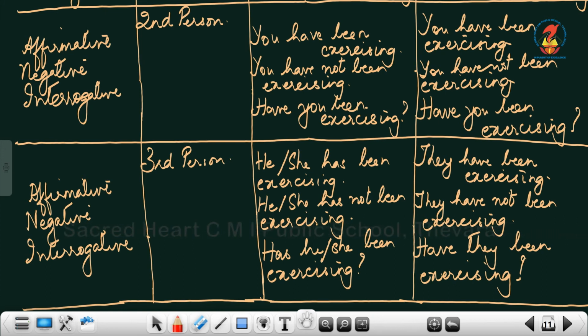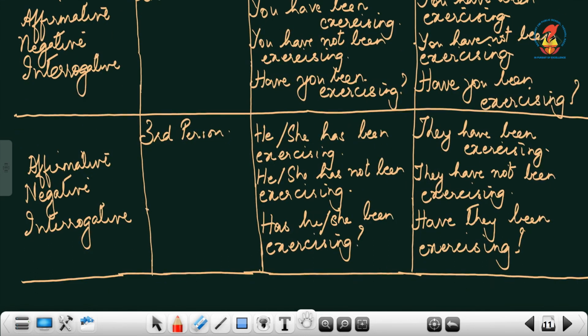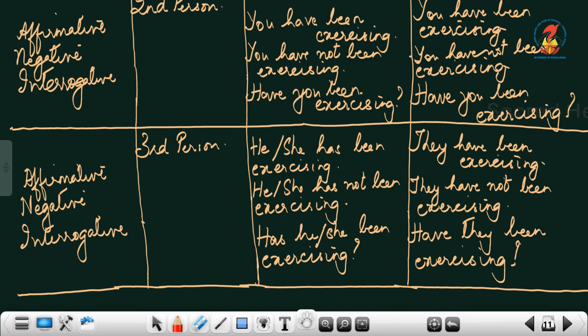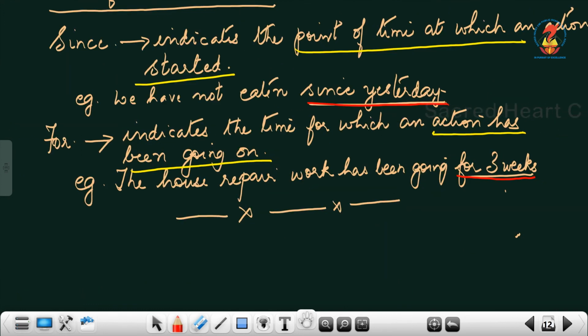Then negative, you have to just insert the word "not" here, and here also you have to insert the word "not". Then when it comes to the interrogative, has he or she been exercising, that's in the singular. Have they been exercising, that's in the plural form. So this is how you are going to express this in your present perfect continuous tense.